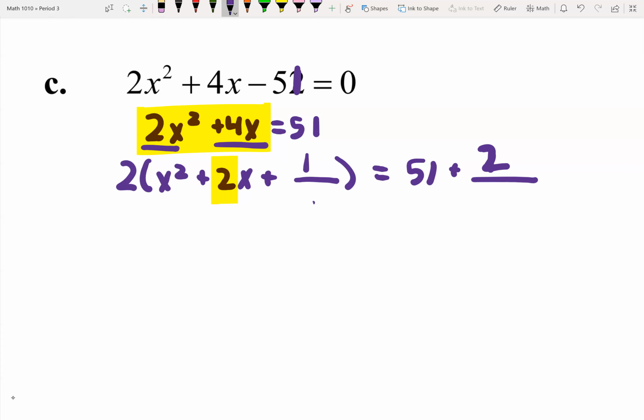Okay, let's factor it. So the x squared is going to go to an x. Middle sign's a plus. Square root of 1 is 1. The whole thing is squared. 51 plus 2 is 53. Now, I made a mess by changing it to a 51. It's going to be messy, and I didn't want this to happen, but it's going to be okay. You know what? I can fix it. I'm going to fix it. I'm sorry. I just don't want a mess for you.